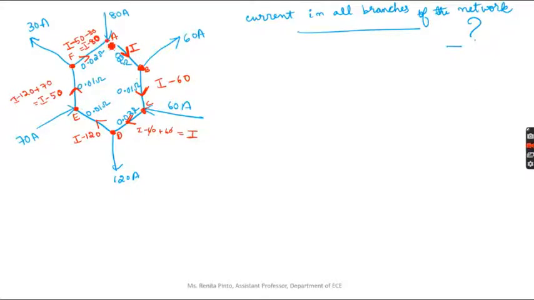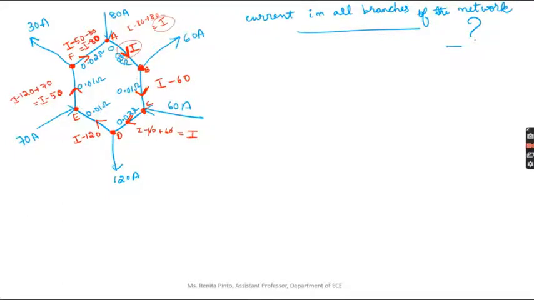So at this node, if you see, what is happening is I is flowing this side. So you can see here at this node, I minus 80 is flowing inside, 80 is flowing inside. So this branch is what? I minus 80 plus 80. So you will be left with I, right? So you had started with current I, you ended up with current I in this branch, correct?